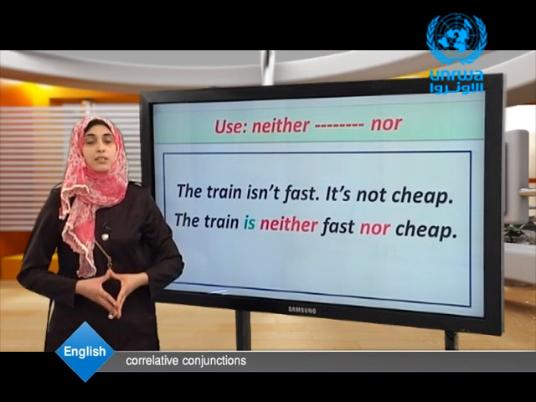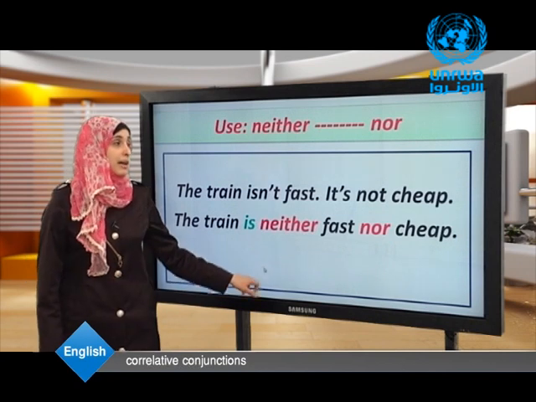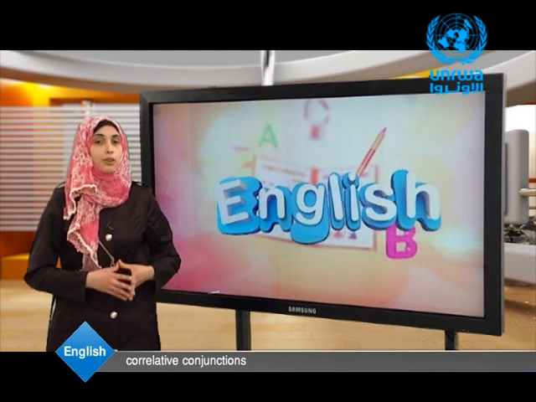Now, dear students, we have come to the end of our lesson for today. Today we have talked about correlative conjunctions, both and, either or, and neither nor.